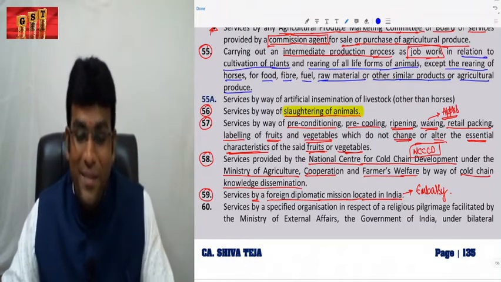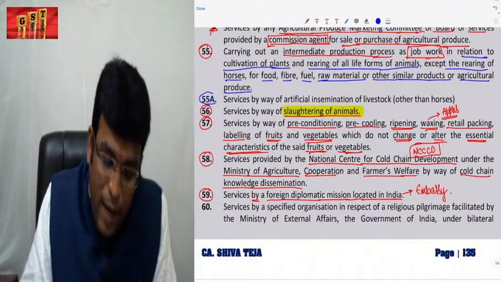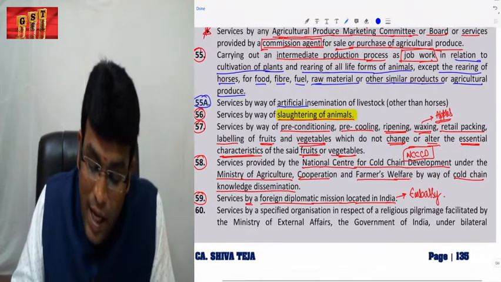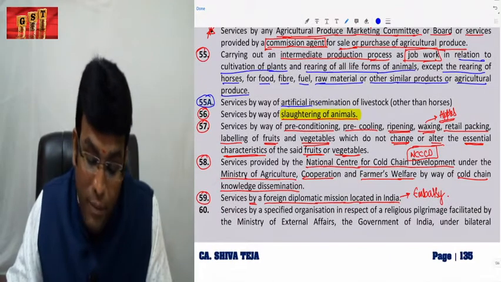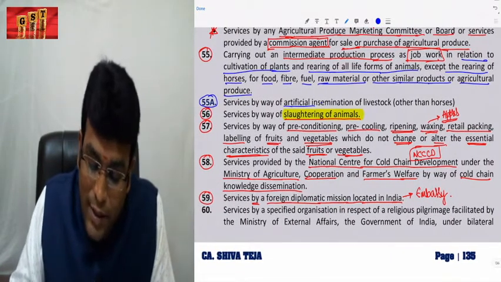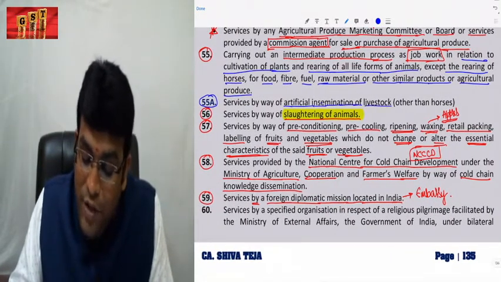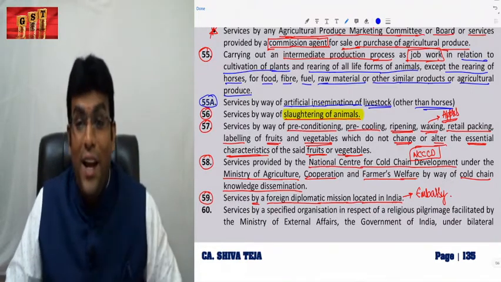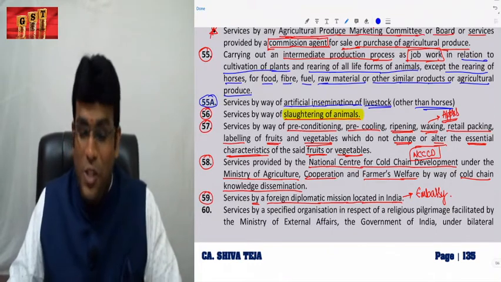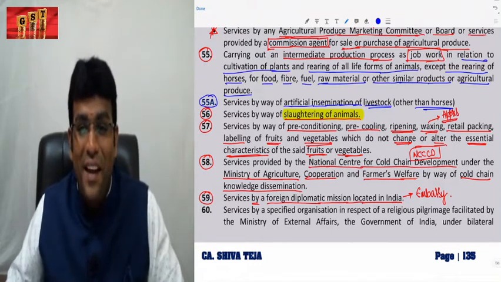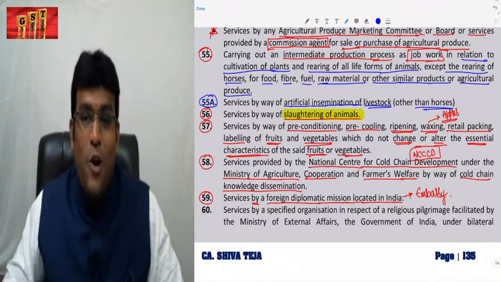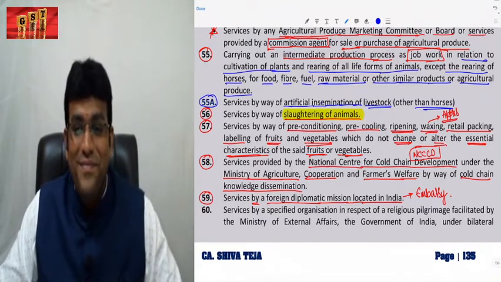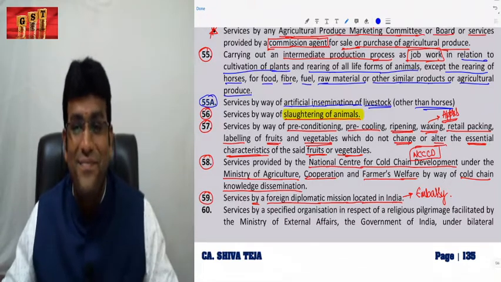Very, very interesting. Then 55A, my dear friends, services by way of artificial insemination of livestock other than horses. Insemination is something like test tube babies, which are born. That is common in the case of livestock also. But the exemption is not applicable for horses. Clear, friends? Done.